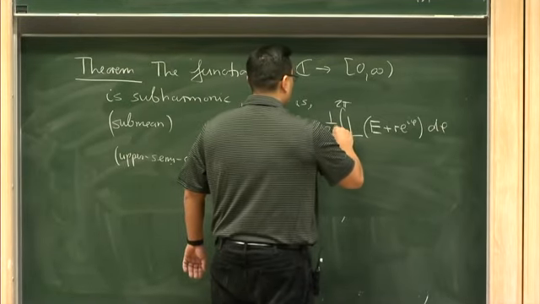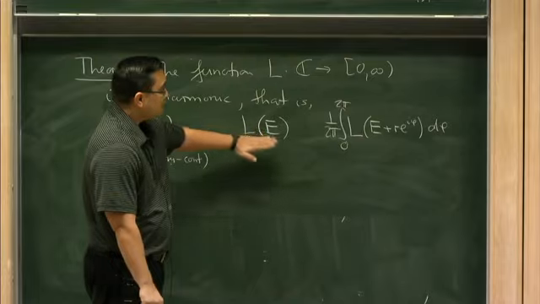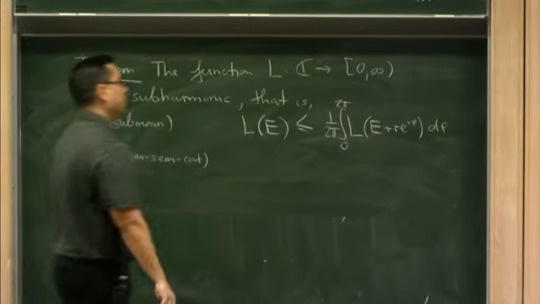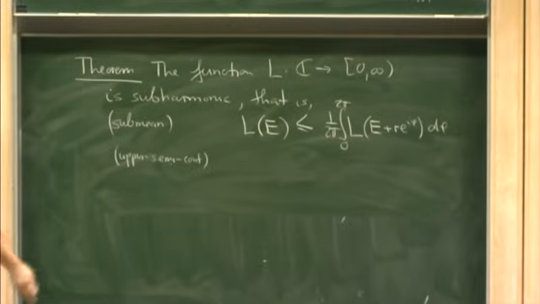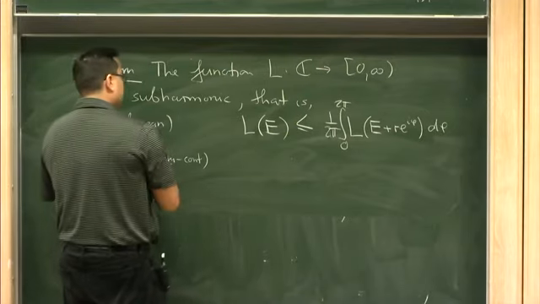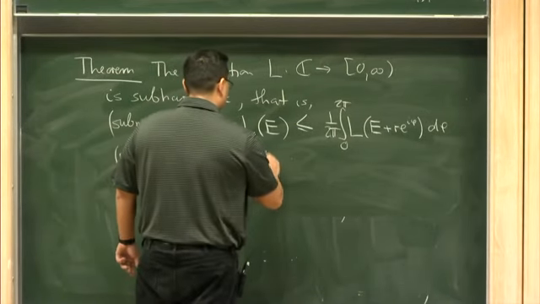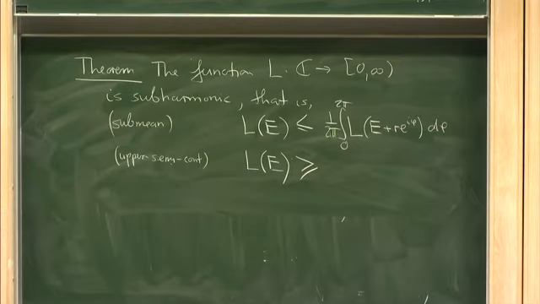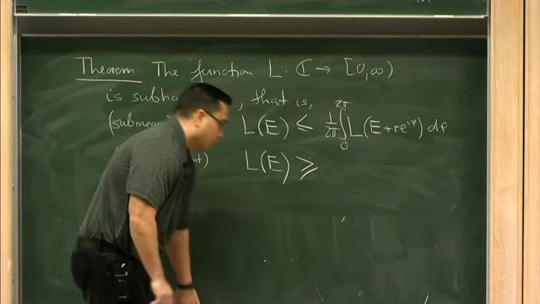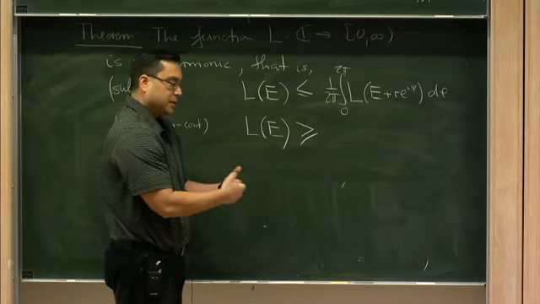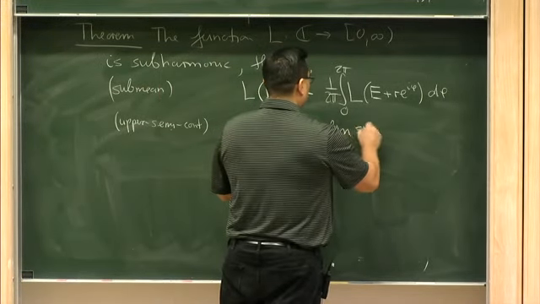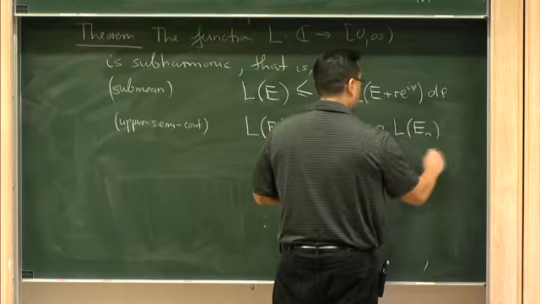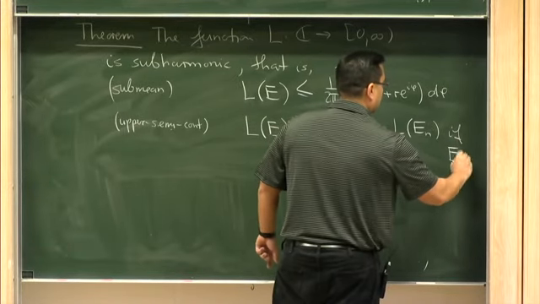Okay, so now I'm trying to compare the value at the center with the average over the circle centered at that point. And submean means that I have an inequality of this form for every E and every positive R. Upper semi-continuous is an inequality in the other direction. So if I look at L of E and compare that with L at points that approximate E, then I'm bigger than the lim sup of these, L of E n, if E n converges to E.